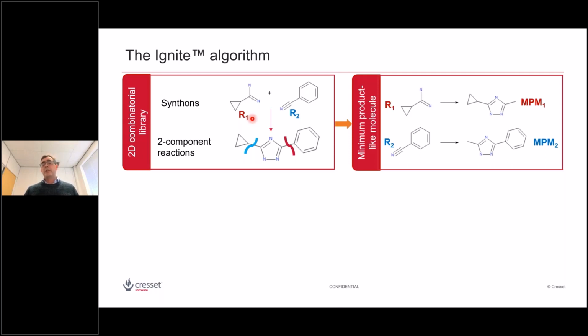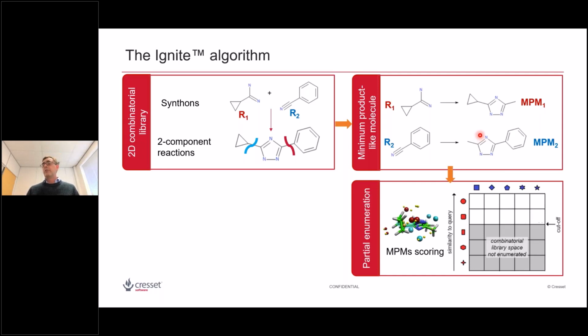So the first stage of our strategy is to convert all of our synthons into what we call a minimum product-like molecule. This is done specifically for each library. So in this case, we would prepare all of the reagents for this triazole library so that all of our R1 groups get turned into a minimum product-like molecule where the R1 bit here is connected to a 1,2,4 triazole. And similarly for all of our R2 groups, we convert all of the nitriles here again to a 1,2,4 triazole.